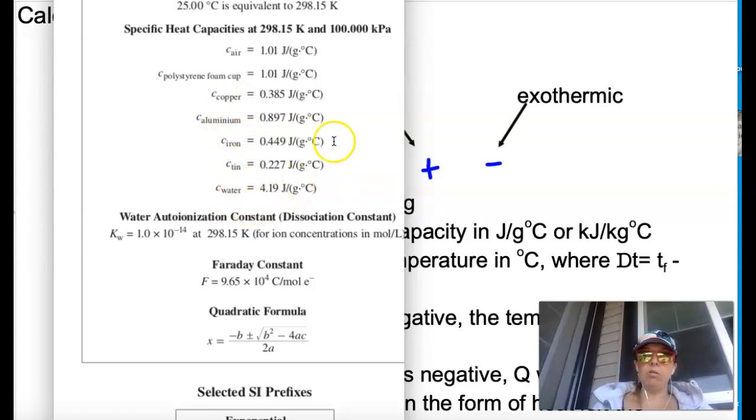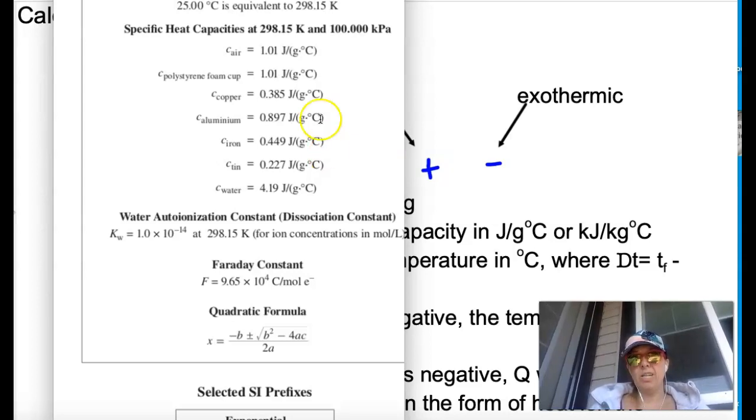Okay, you're going to notice that all the units in your data booklet are given to you in joules per gram degree C. Doesn't mean you can't use them as kilojoules per kilogram degree C. It's just kind of the default that we tend to give it to you in. So if you want to change the unit to the kilojoules per kilogram degree C, the number itself is going to stay exactly the same.